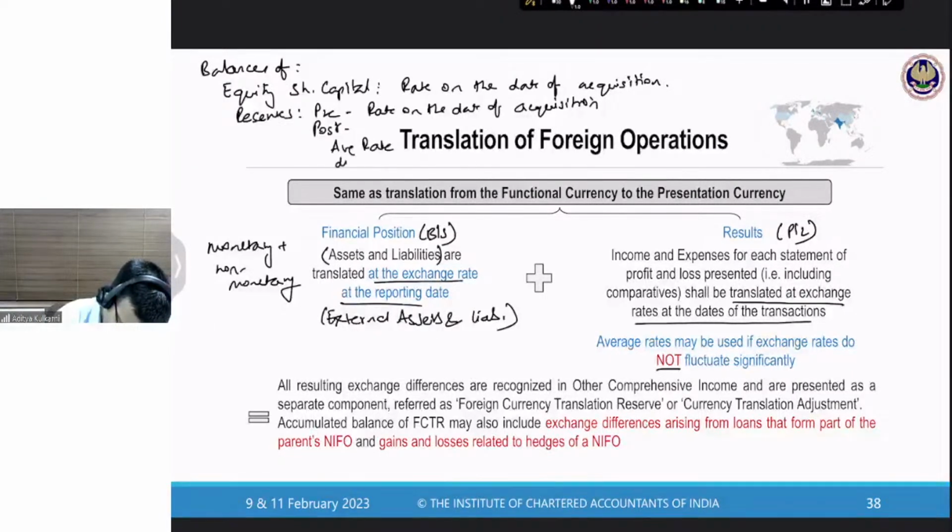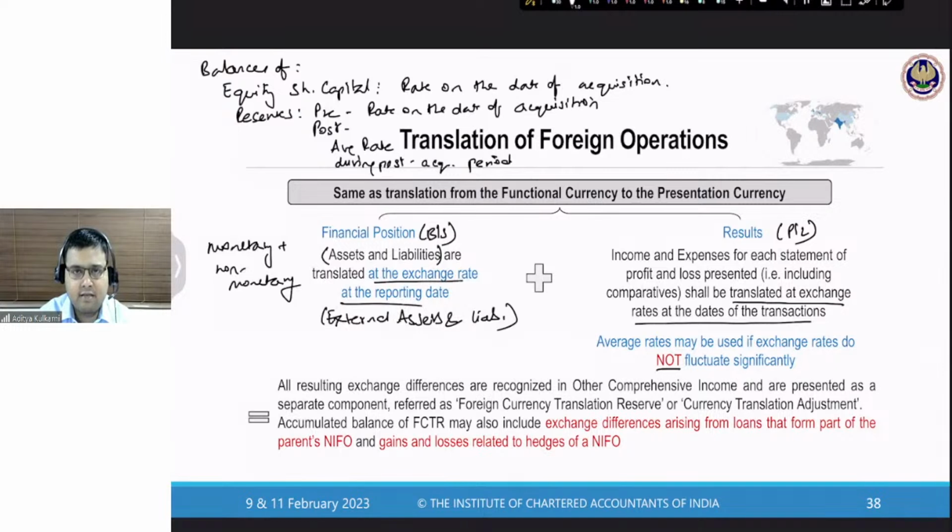Average rate during the post acquisition period. Is it okay? Yes. Are you convinced what rates need to be used? Yes.